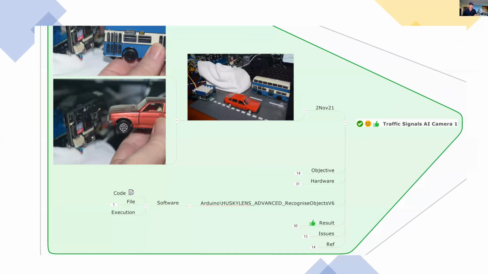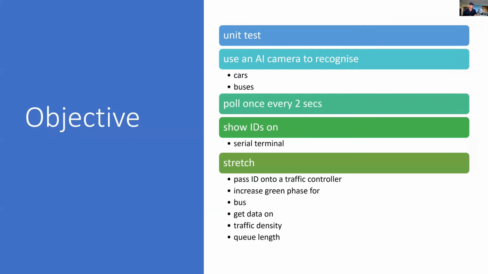So my project will look at how I can exploit this object recognition function. So I'm going to look at the objective, the hardware, the software, and some of my results. And I'll talk about some of the issues. So I'm not going to do the full integration today. I'm just going to do a unit test on the AI camera.